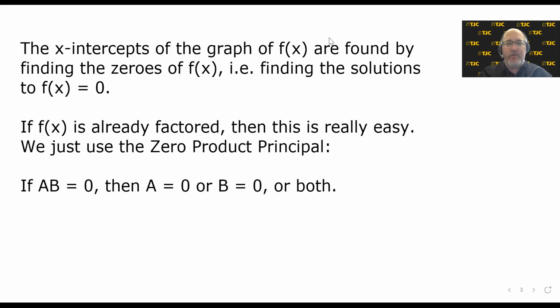I want to pause here for a second and highlight some important things. The x-intercepts can be found by solving f of x equal to 0. And by the way, this isn't just for polynomial functions. This is for any function. If f of x is already factored, then it's really easy. We just use the zero product principle. And remember what that means. That means if a product is equal to 0, then at least one of the factors is 0. Or in variables, if AB equals 0, then A equals 0, or B equals 0, or both.